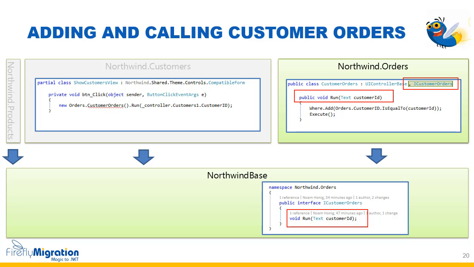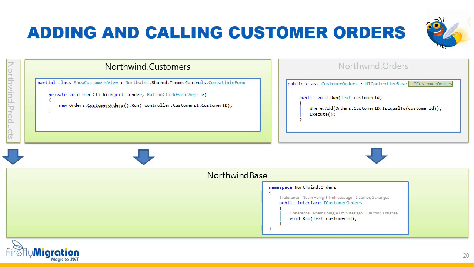It's important that when we are looking at the interface, it's the minimum definition of what it means to be a customer orders screen. In our case, it's just having a run method that accepts a customer ID. Great. Let's focus back on the Northwind customer code.